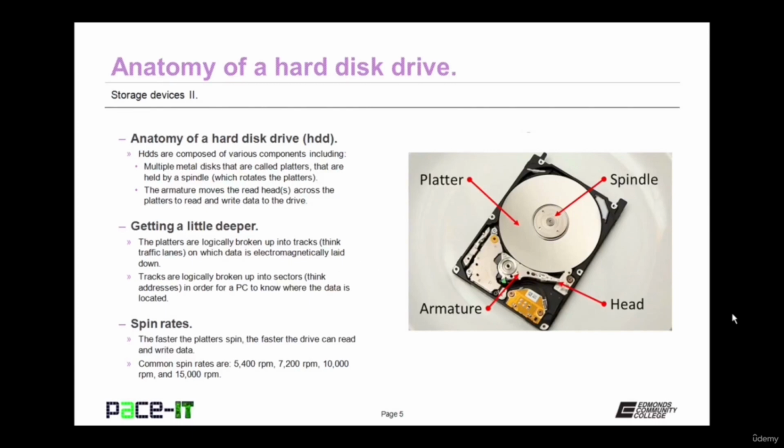Common spin rates range from 5,400 RPM all the way up to 15,000 RPM. But in the consumer market, you're more likely to see the 5,400, the 7,200, or the 10,000 RPM hard drive. In the enterprise market, you're much more likely to come across the 10,000 RPM or the 15,000 RPM hard drive.